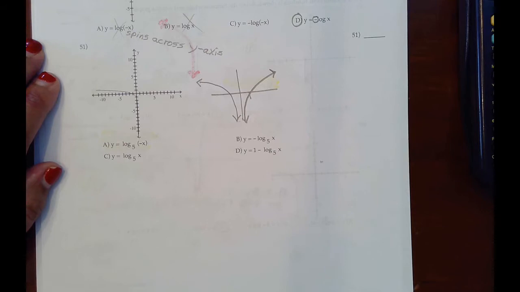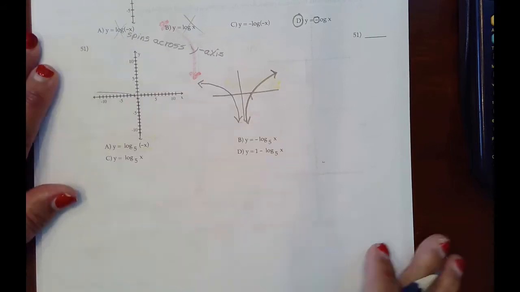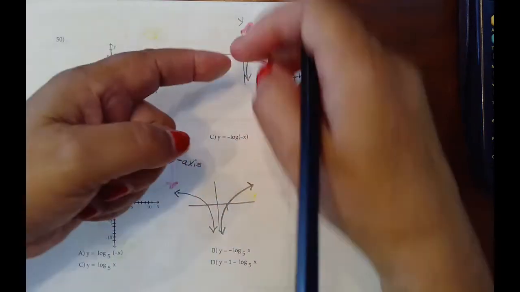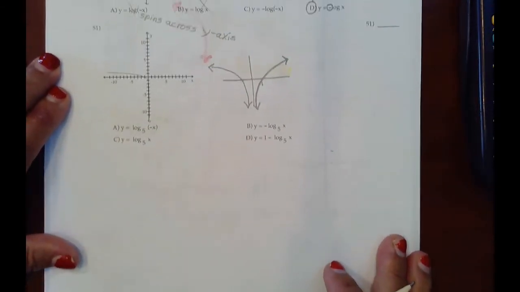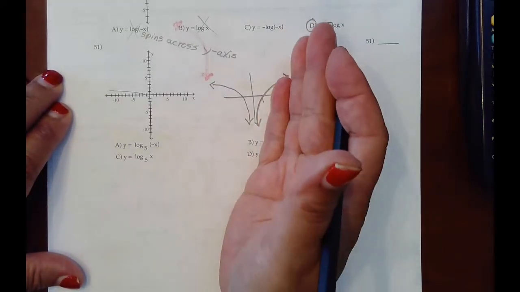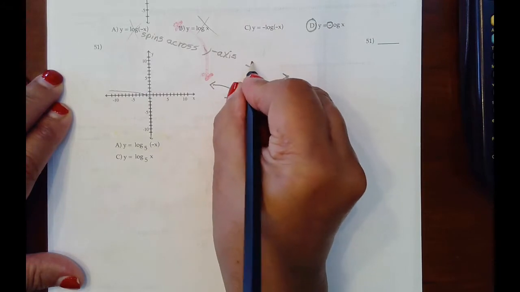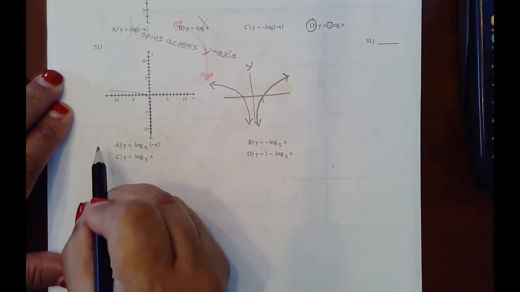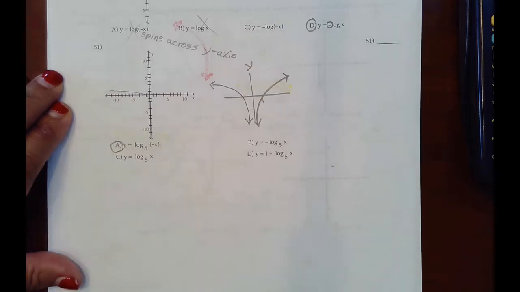Okay, that happens when the negative is with the x. So when the negative is out front, it just flips the whole graph over the x-axis. But when the negative is with the x, it flips across the y-axis. So that would be this one. 51 is A.